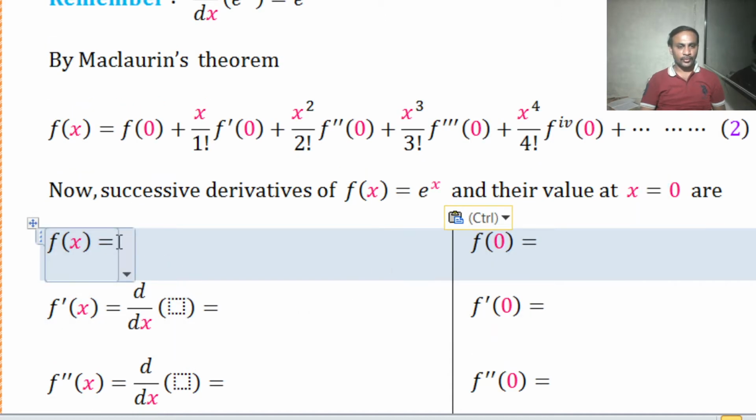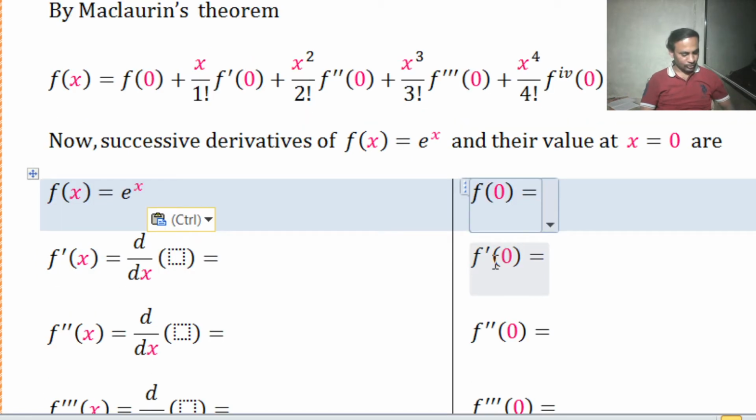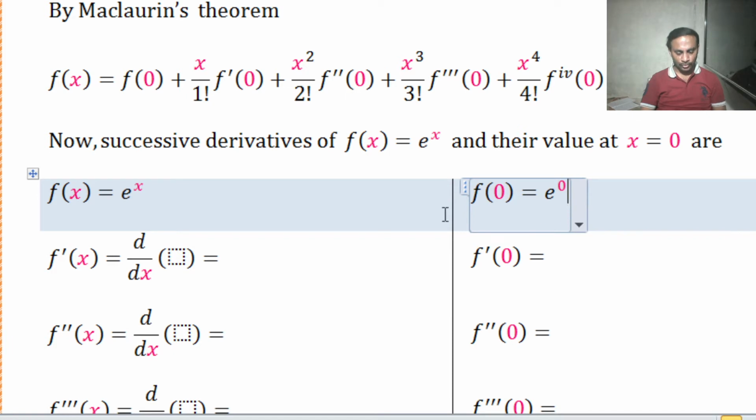Now here value of function is e raised to x, and from this we are finding f of 0. So here we are putting x is equal to 0, and after putting x is equal to 0 we get e raised to 0, and value of e raised to 0 is 1.